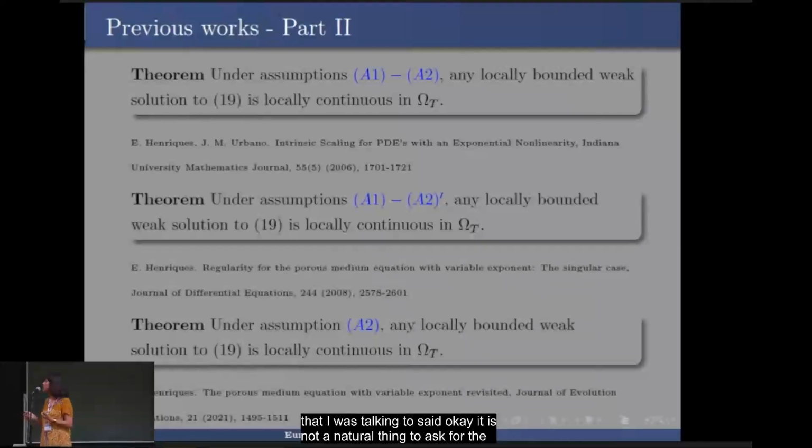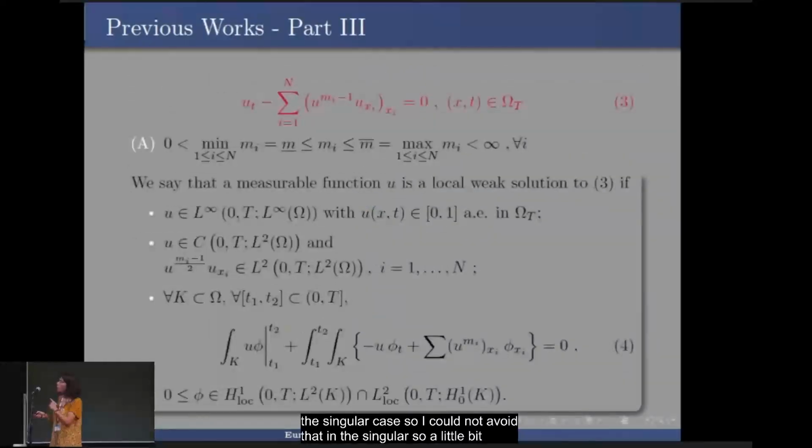And some years ago, that thing was kept at the back of my mind. I was able to consider just the boundedness of gamma in the degenerate case and get the regularity. So by assuming nothing about regularity on gamma, the proof of continuity was also available. The proof has to be a little bit different, but it was possible. But the same technique did not work for the singular case, so I could not avoid that assumption in the singular setting.